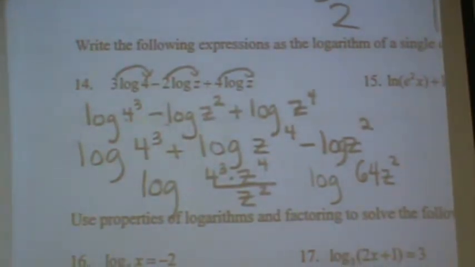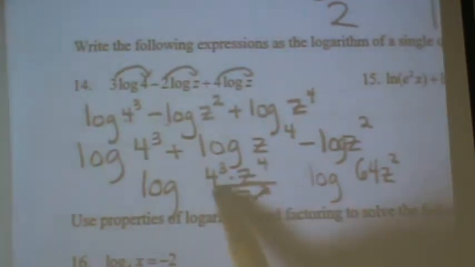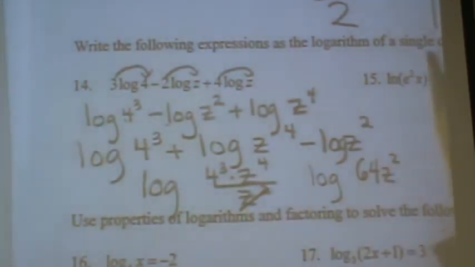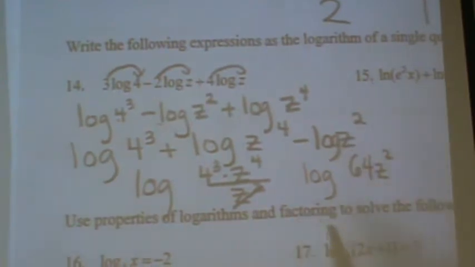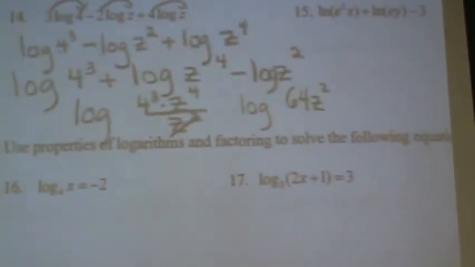Is the 64 still over z squared, or does it just completely cancel when you get rid of that? It cancels with 2 of these. Okay. Number 15, I did in the homework. It's the exact homework problem. I'm going to save it for last because we're running out of time. I want to make sure I get these ones done.